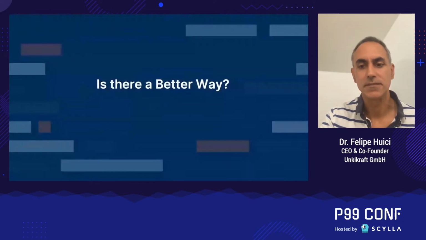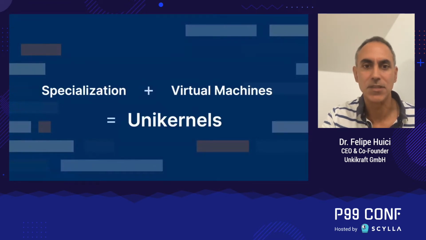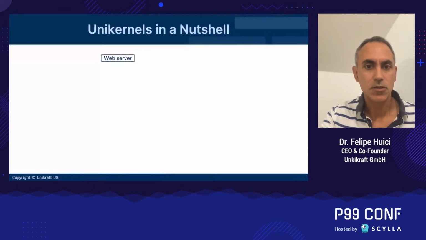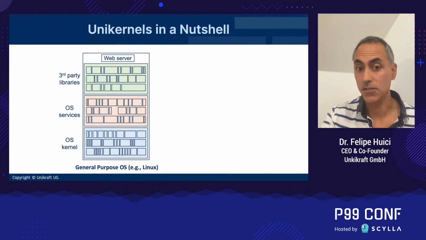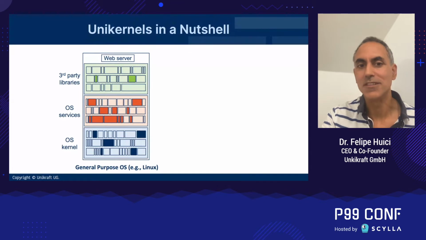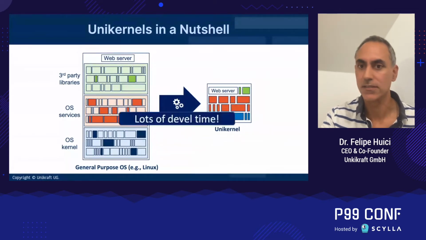So is there a better way? The answer is that you should really specialize, since you know what the target application is. And in the realm of virtual machines, specialization means what's called unikernels. If you've never heard the term unikernels, very quickly, in a nutshell, a unikernel is a specialized image. Normally when you want to put together a web server on a regular distribution, you have third-party libraries, OS services, the kernel, and lots of components there. Probably the web server only needs a few of those components to run, the ones that I've colored in here. If there could be some magic way to just take those and build them into a purpose-built image just for the web server, that would be what a unikernel does.